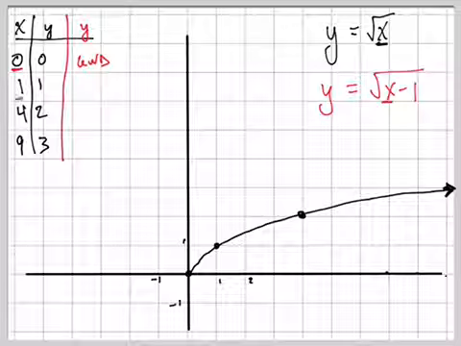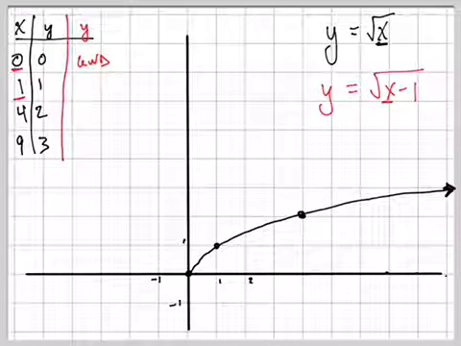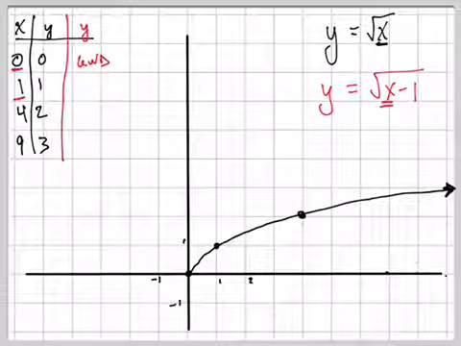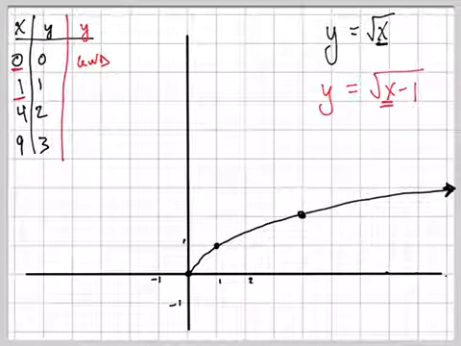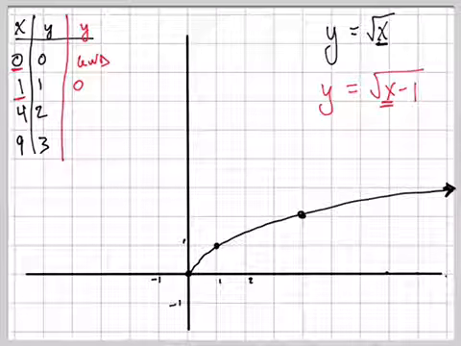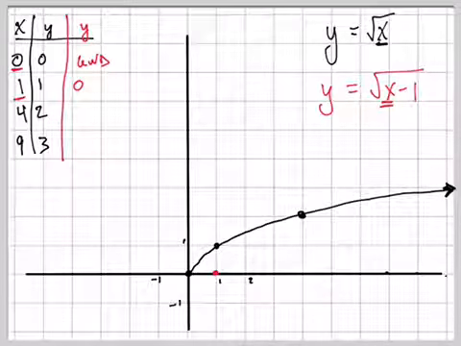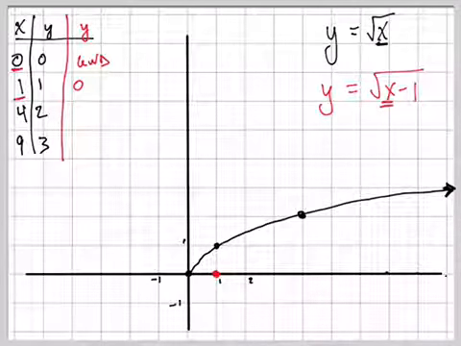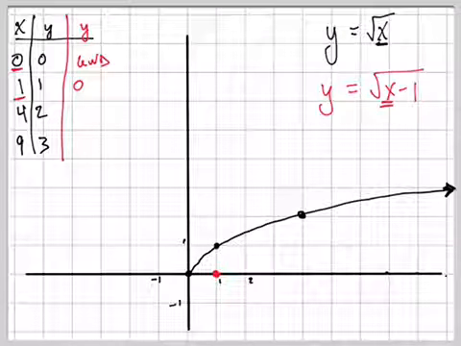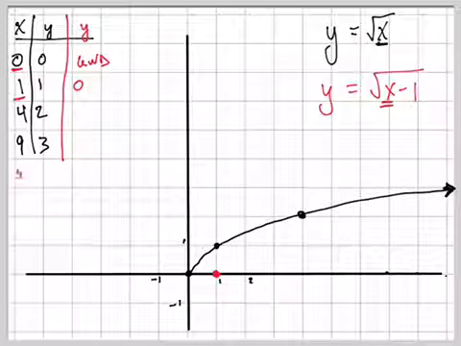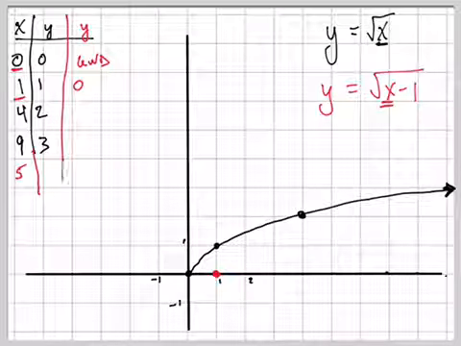How about when I plug in 1, what do I get? What's 1 minus 1? 0. What's the square root of 0? 0. So (1, 0) is on my graph. What about when I plug in 4? I'm going to get the square root of 3. So actually, let's not do 4. Let's do 5 instead. Let's remember how we're picking numbers nicely.